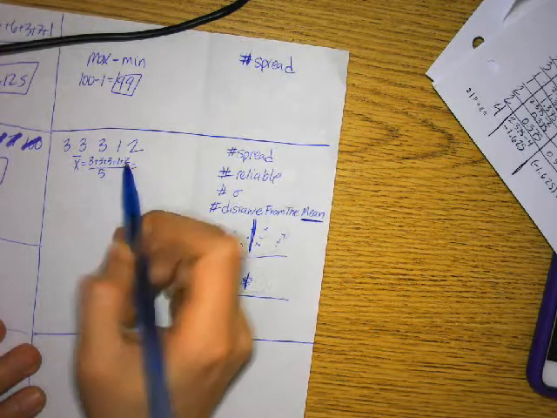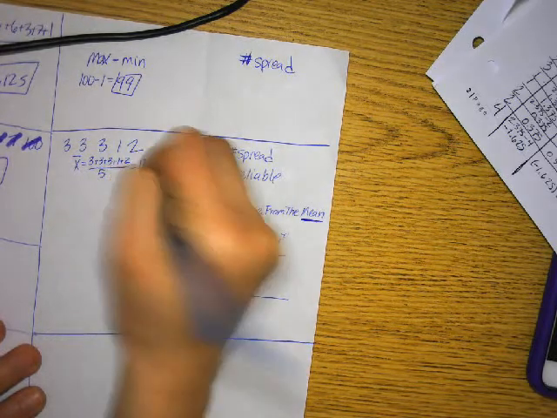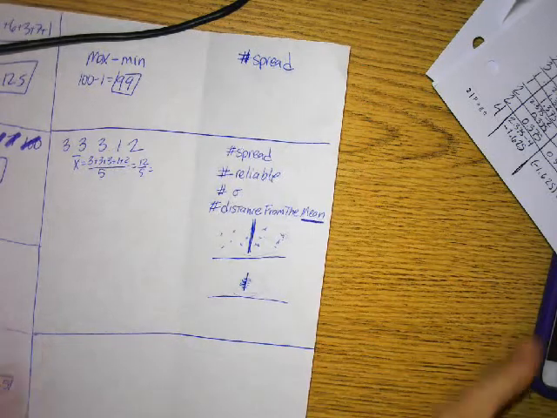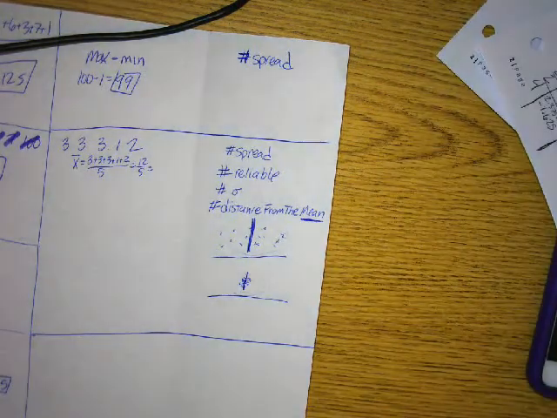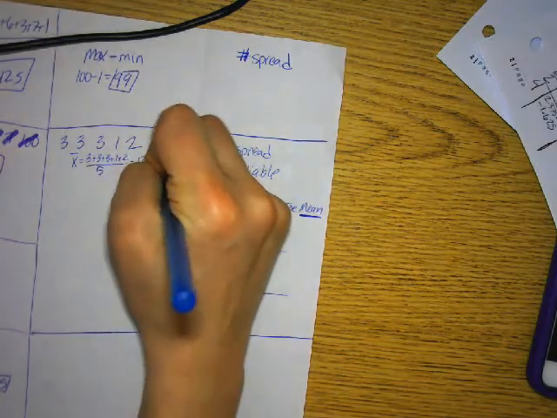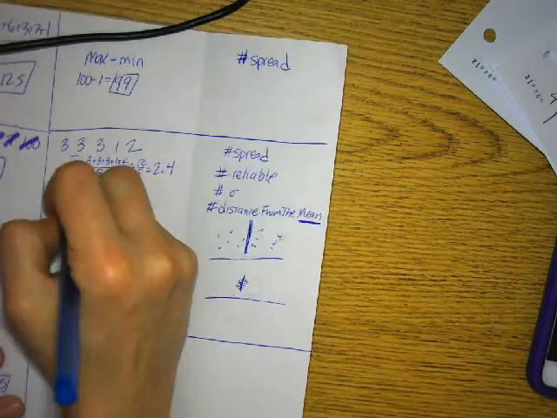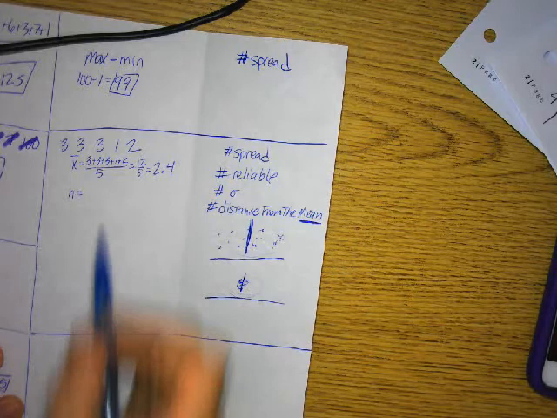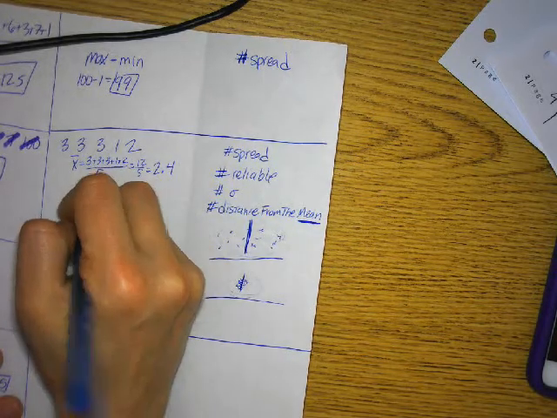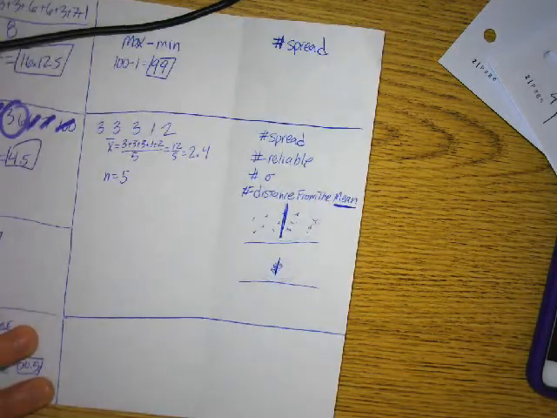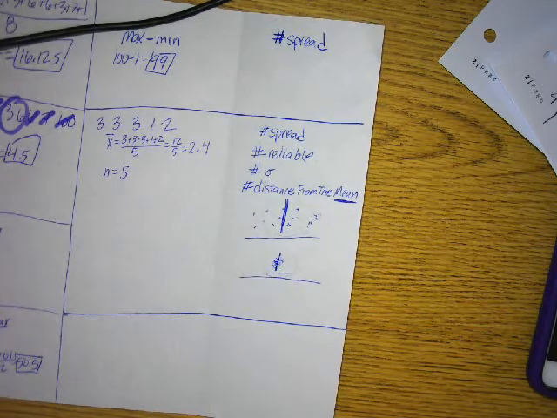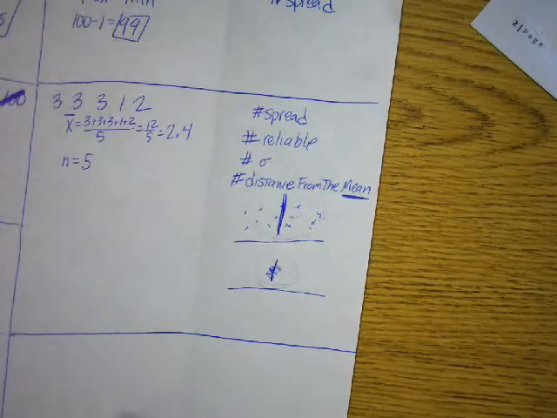So 9, 10, 12 divided by 5. 12 divided by 5 is 2.4. Our mean is 2.4. And your n, which is the number of data points, is 5. Are you guys with me so far?